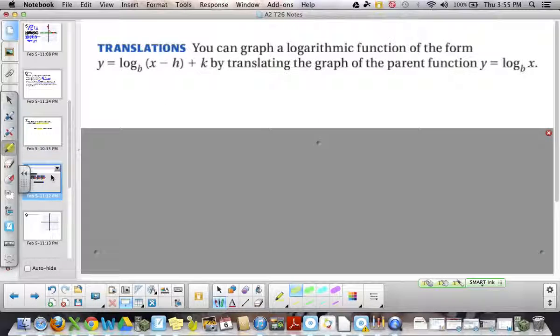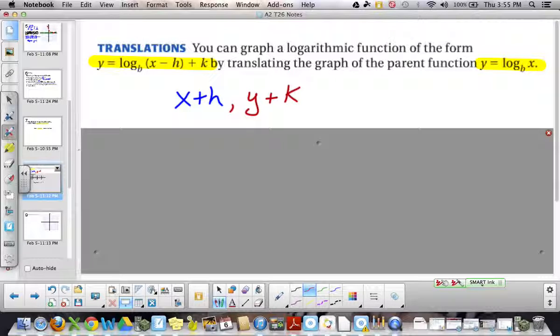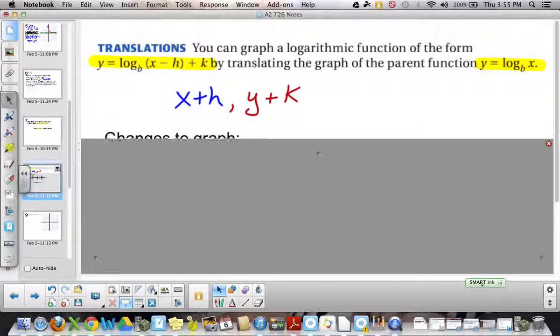The idea here is that you can graph a logarithmic function of the form y equals log base b of x minus h plus k by translating the graph of the parent function y equals log base b of x. Just like yesterday, we are going to be adding h to all of our x coordinates, and adding k to all of our y coordinates. Looking at the changes this makes to our graph.